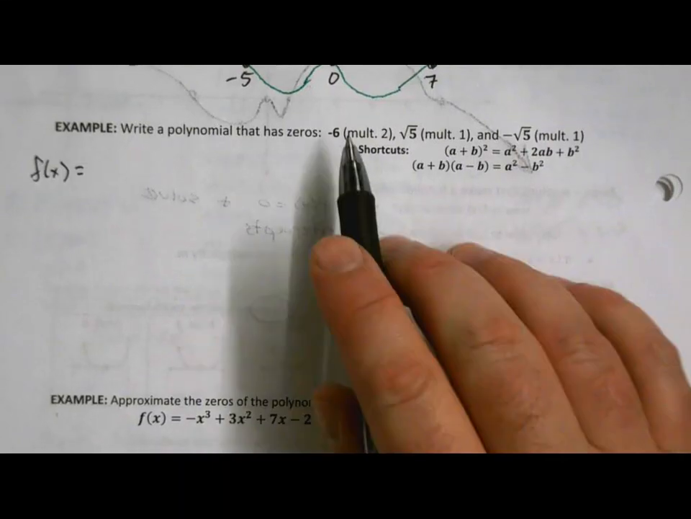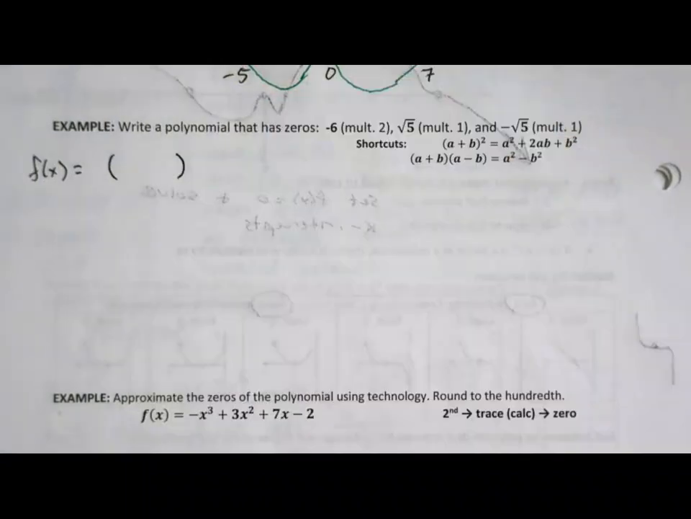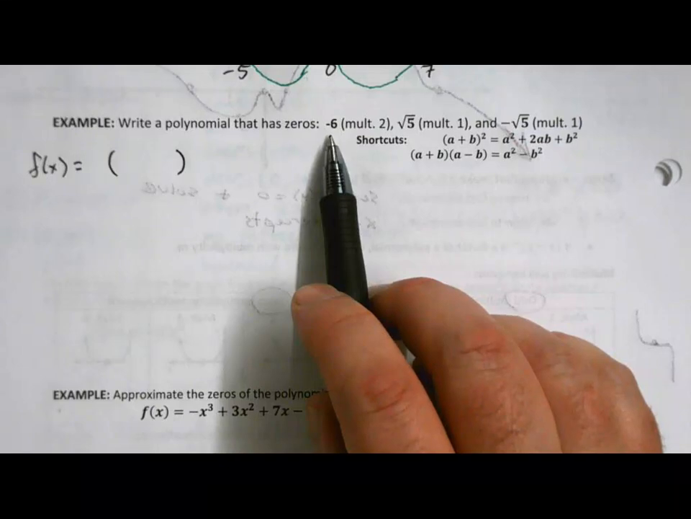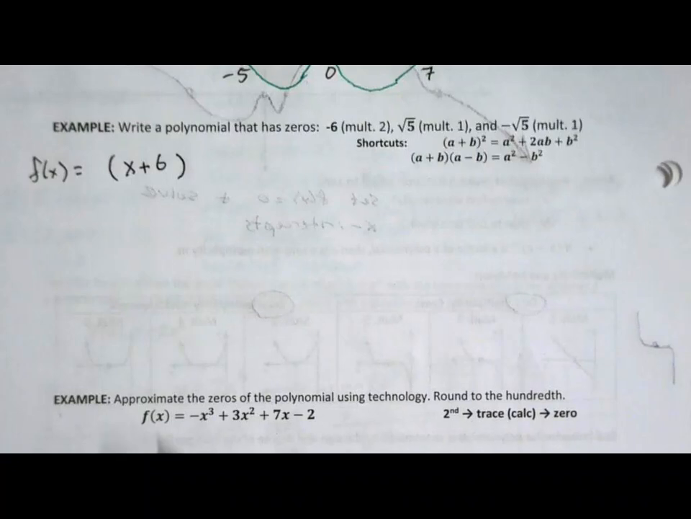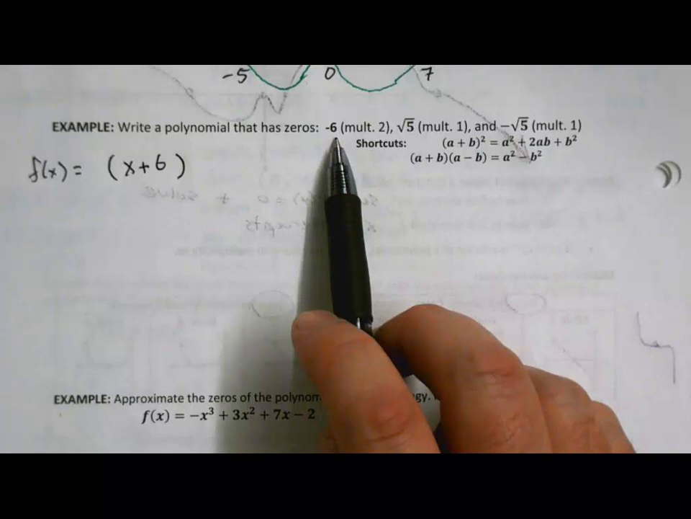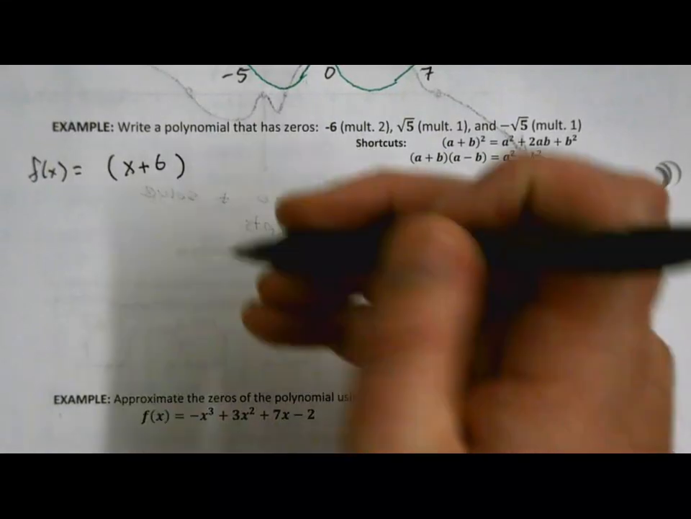all right, I got a 0 at -6. What's that factor going to look like? If my 0 is -6, what's my factor going to be? X plus 6. Double check that. Imagine if you set this equal to 0 and solved, would you get x equals -6? Absolutely. And what's that multiplicity of 2 going to tell us about that factor x plus 6? It's squared.